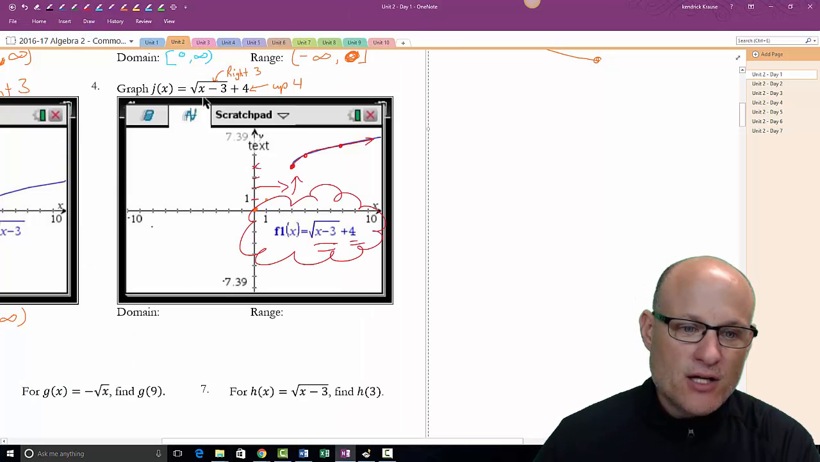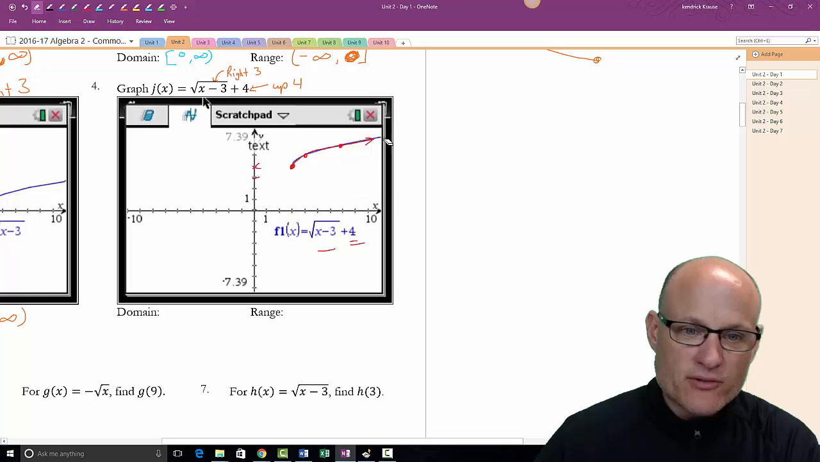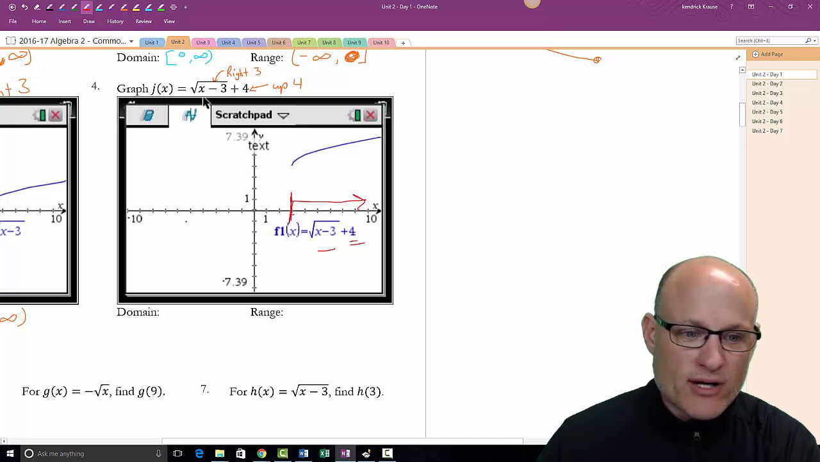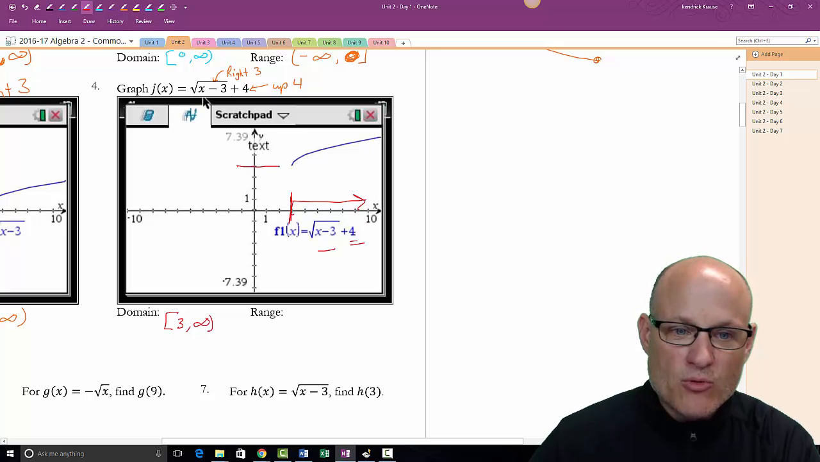Okay. Oh, so domain. Let me erase this. Okay, so domain, we are starting at, here's the leftmost value, and we're going forever and ever in that direction. So domain is the same as the last one, 3 to positive infinity. The range, however, is now moved up. We're starting here at 4 and going up. So bracket 4 to positive infinity.